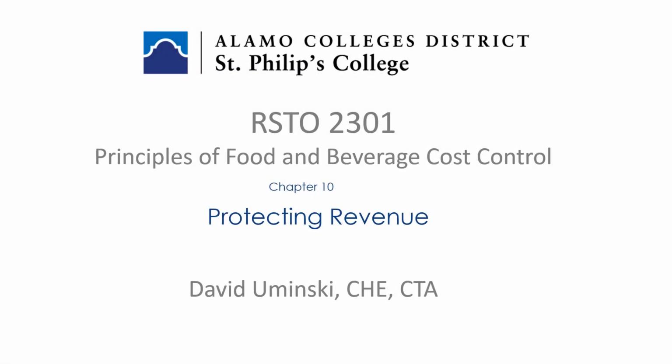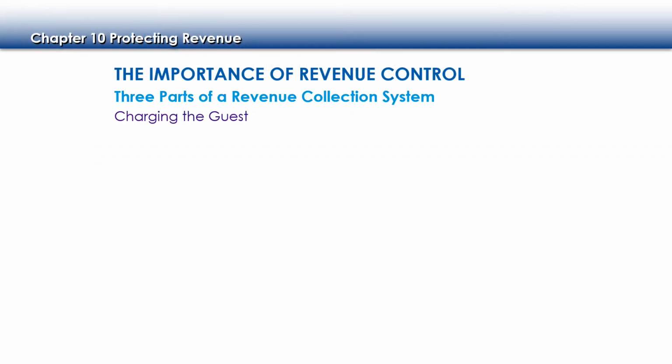So for the final chapter, we're going to be talking about protecting our revenue and our dollars. There is a three-part revenue collection system. First, we need to charge the guest. Second, we need to collect the revenue from the guest. And then third, we need to protect our cash assets.